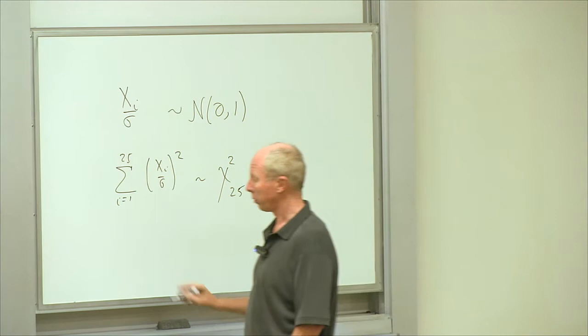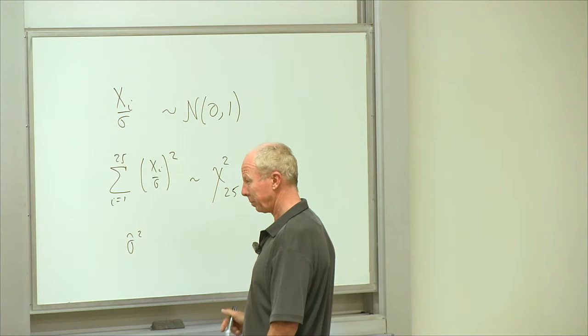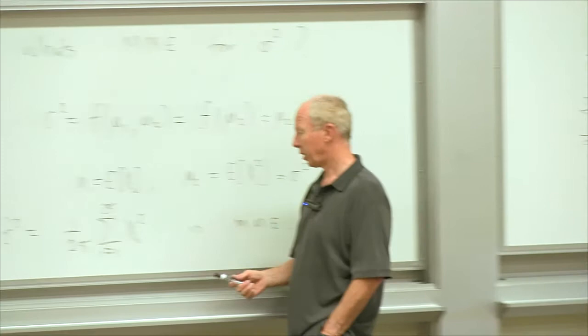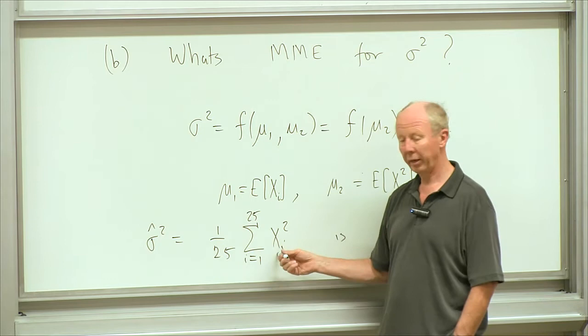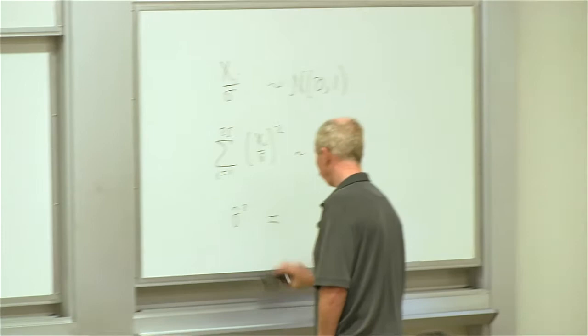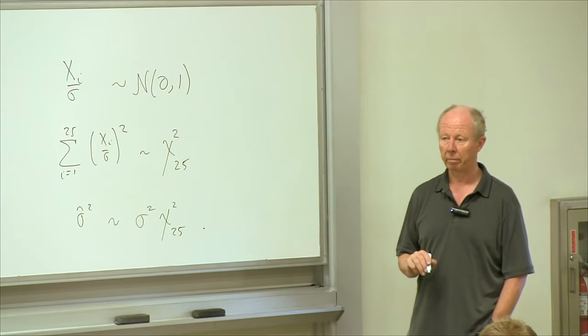Let's call this sigma hat squared. What do we have to do to it? If we divide sigma hat squared by sigma squared, it's chi squared with 25 degrees of freedom, right? If we divide this by sigma squared, we could make this xi over sigma and then squared. So sigma hat squared has a distribution which is, maybe I'll write it this way, sigma squared times chi squared with 25 degrees of freedom. That's the answer for part C. It's this multiple of a chi squared with 25 degrees of freedom.